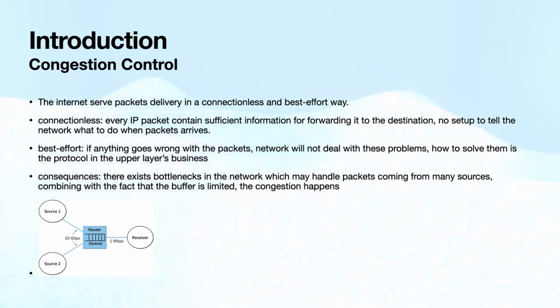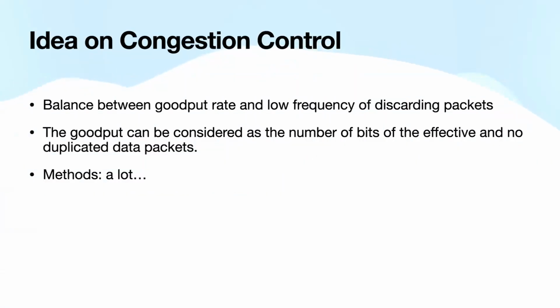This design leads to a situation where a source can easily send data into the network at a certain speed, but the data packets might run into a busy link somewhere inside the network. This link, being used by many different sources of traffic, acts like a bottleneck, slowing down the flow of packets. Given that the buffer space in the routers is limited, some packets will have to be dropped, which leads to retransmission, and these retransmissions actually intensify the congestion. So the core problem becomes how to balance the goodput rate and the low frequency of discarding packets.